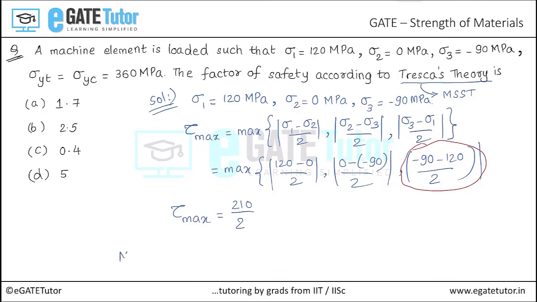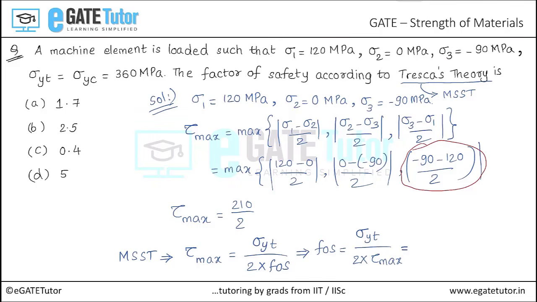Therefore, according to maximum shear stress theory, the failure criterion is tau max is equal to the yield stress of the material divided by 2 times factor of safety. So from this we can write factor of safety is equal to sigma yt by 2 times tau max. We are given the yield strength in tension as 360, divided by 2 into 210 by 2. So simplifying this, we get 1.7 as the factor of safety, which is option A.